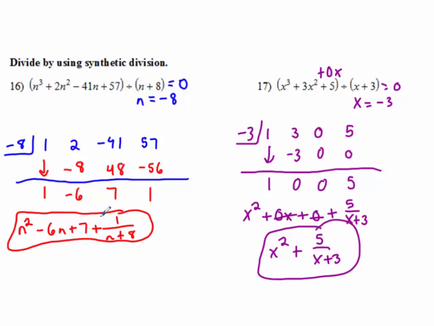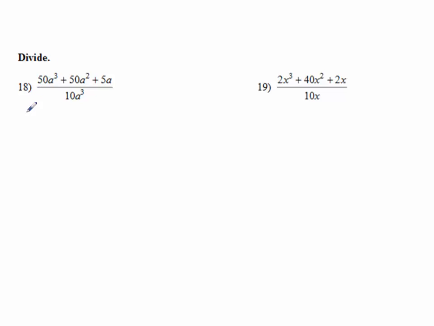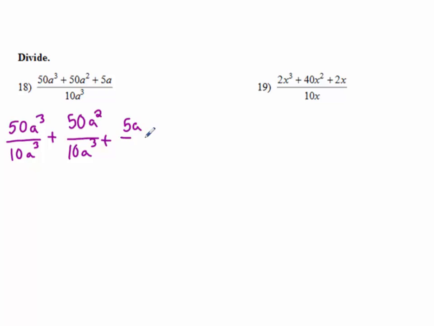18 is when we did the very first type of division problem, and we said take everything that's on top and put it over what's on bottom, like this. You can do long division on this, but I feel like that makes it harder. So if it just says divide, this is what it means.